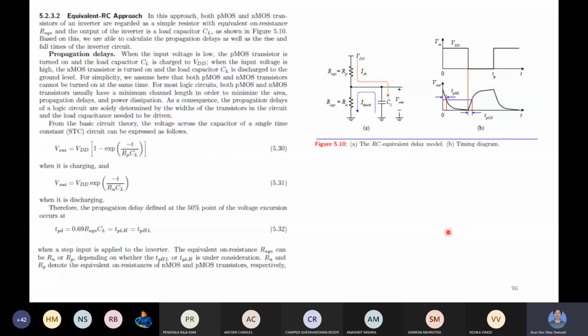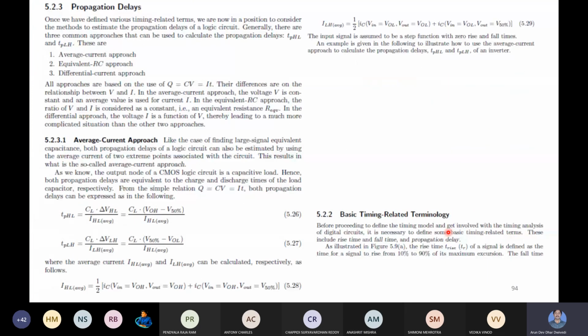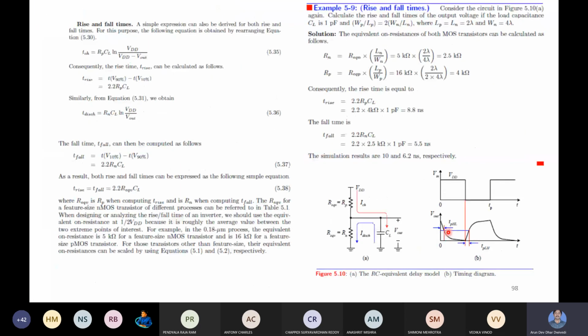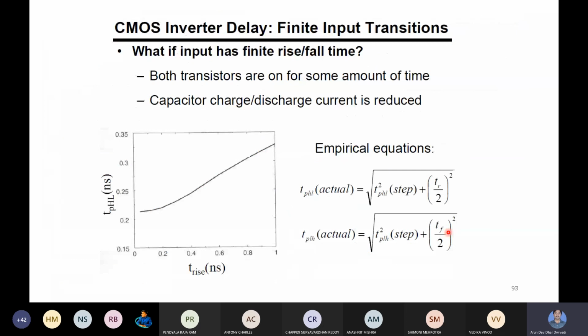A few more examples and other things we will see, and also power dissipation. All this part we will deal with later on. So now we are stopping here.